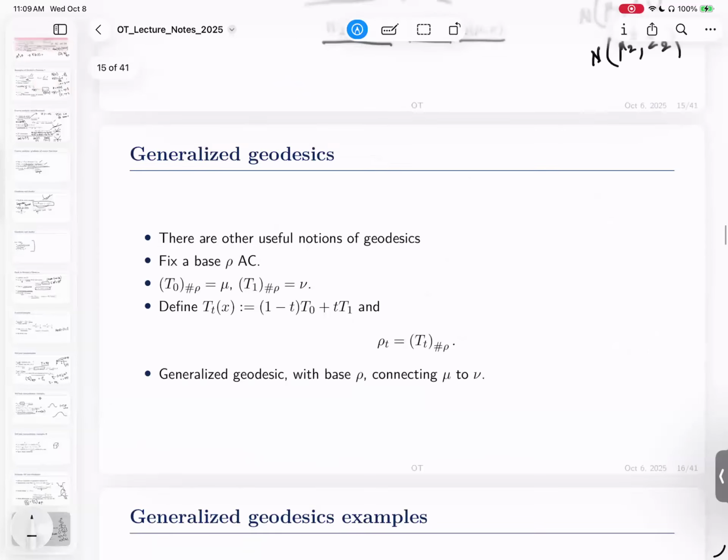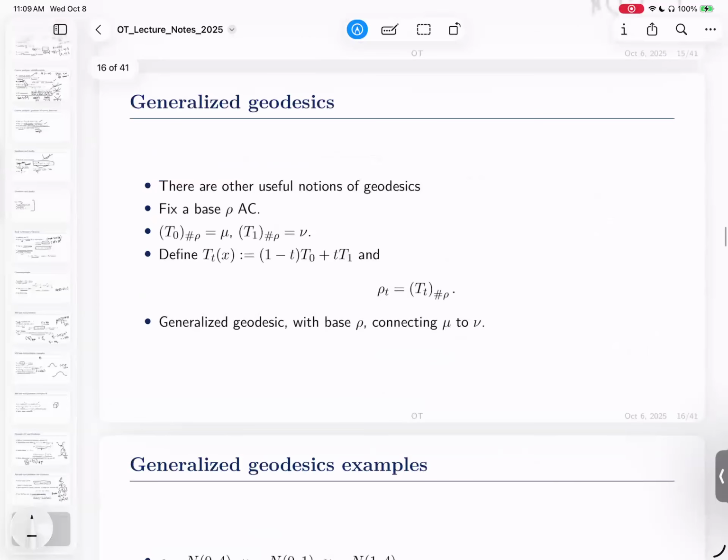And so now we come to this other important definition of a geodesic, which is called a generalized geodesic. Sometimes geodesics in Wasserstein space are not optimal to work with, pardon my pun. But there is another concept of a geodesic. They are called generalized geodesics. This is another useful kind of curve. I'm calling them geodesics, but you should really think of them as drawing curves on the space of probability measures.